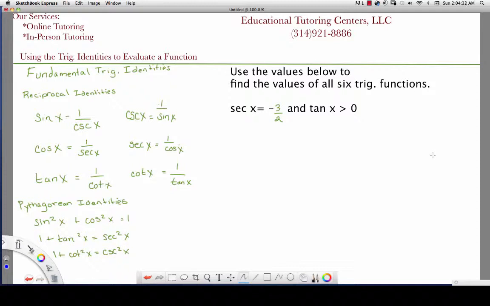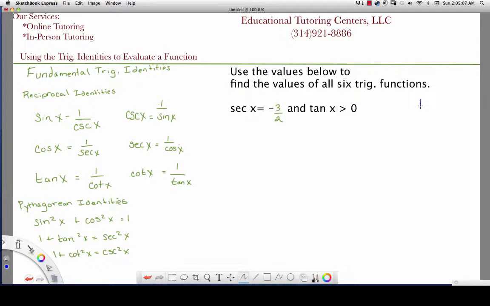Okay, I've listed on the left side of the screen some fundamental trigonometric identities, and they are the reciprocal identities and the Pythagorean identities, and we won't use them all, but those are some options that are available to us in order to find those values. So here given to us is the secant, and we're told that the tangent is greater than 0.